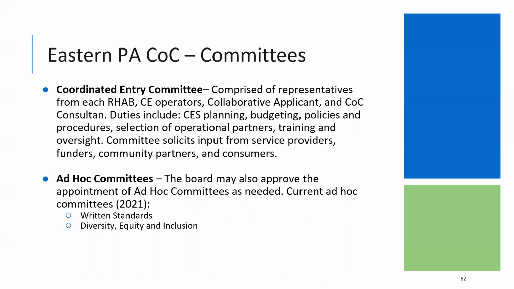So that includes budgeting, policies and procedures, selecting partners, training and oversight, and helping the coordinated entry system evolve as new needs arise. Those are all things that the Coordinated Entry Committee is working on. So it's represented by members from each RAB, the folks who operate coordinated entry, so for example, the regional managers, the collaborative applicant, and the CoC's coordinated entry consultant.